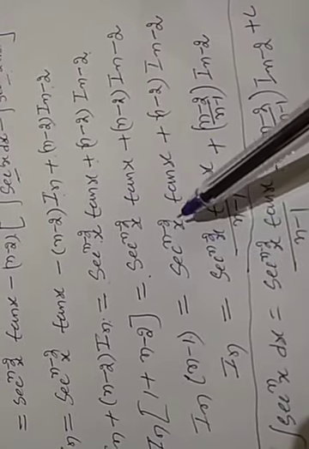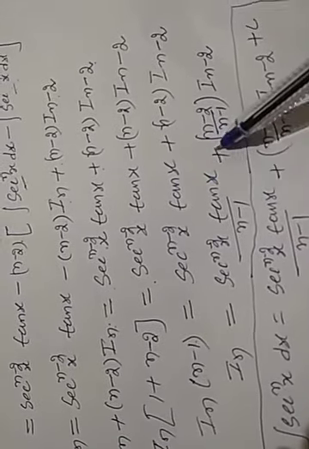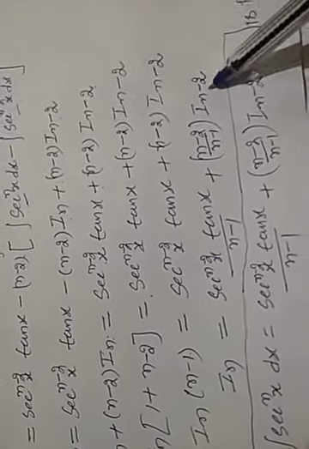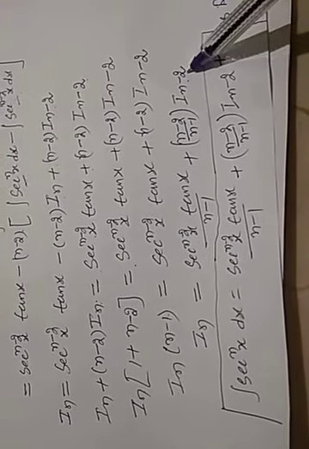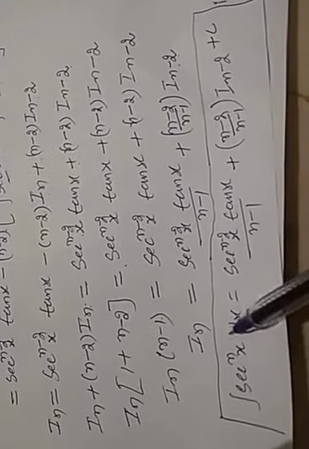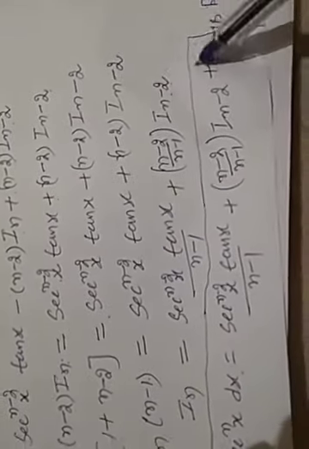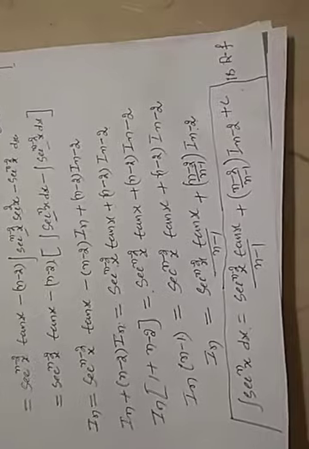We'll get secant raised to the power of n minus 2 x tan x divided by n minus 1, plus n minus 2 divided by n minus 1 of I n minus 2. This is the reduction formula for secant raised to the power of n x, because In is nothing but integral of secant raised to the power of n x into dx. So write this right-hand side as it is, plus c. This is the reduction formula.